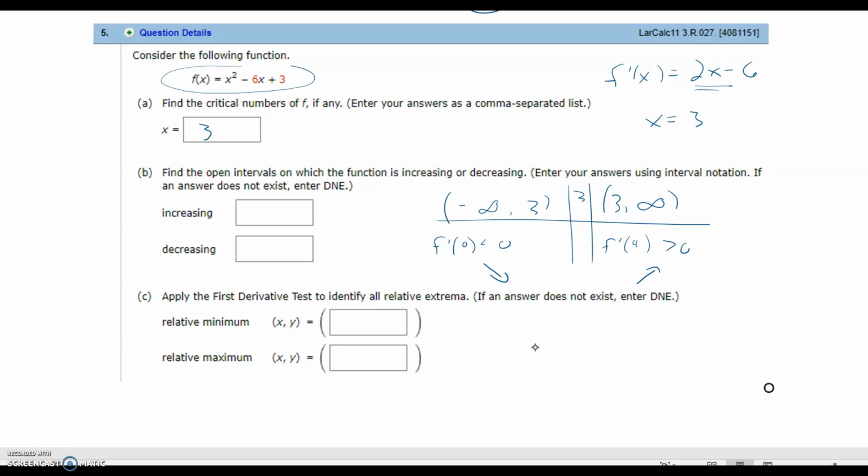That's a quadratic function, it's a parabola, right? So it's increasing from 3 to infinity and decreasing from negative infinity to 3. Which means we have a relative minimum at 3 comma whatever you get when you plug in 3 there, and then there would be no max.